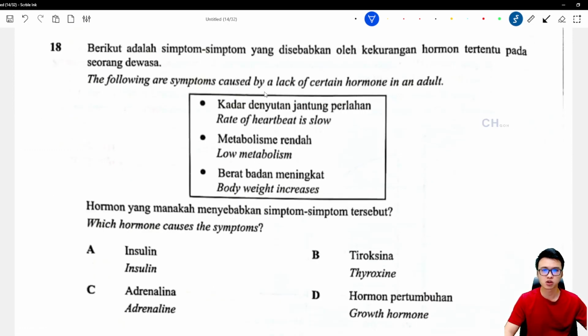The following symptoms are caused by a lack of a certain hormone in an adult: heartbeat rate is slow, low metabolism, body weight increases. Now guys, this one is very simple. If you see metabolism, confirm it is something related to thyroxine. So how can you memorize the functions of this hormone? By using these words: high thyroxine, high metabolism. Low thyroxine, low metabolism. So the answer should be B.